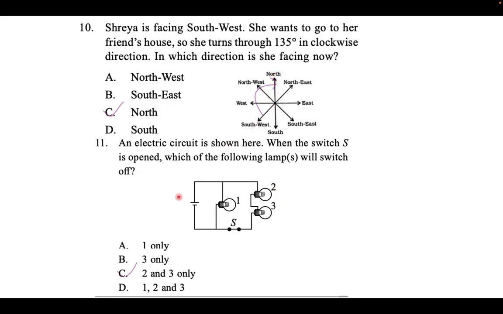This is a parallel circuit. The energy will flow normally from the cell into the bulb number 1, and then when it's flowing to 2 and 3, the switch will be open, so 2 and 3 will not glow.